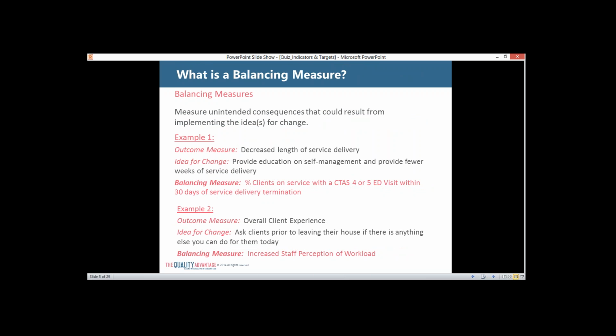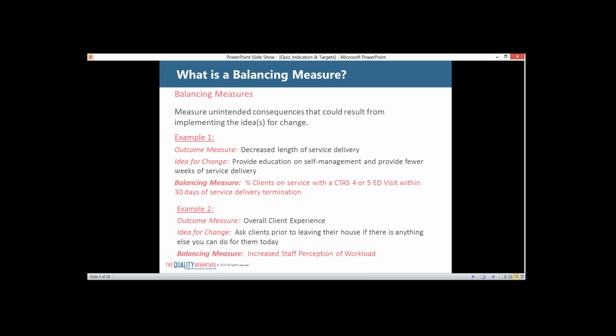Finally, a balancing measure. So what we said before was this is generally an unintended consequence that could result from implementing the ideas for change. So the first example here is a project where the outcome measure is decreasing the length of service delivery. So assuming that the feeling is that service delivery is going on for too long and that it's actually possible to achieve the same service delivery outcomes in a shorter period of time.